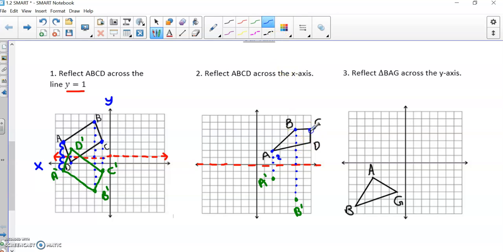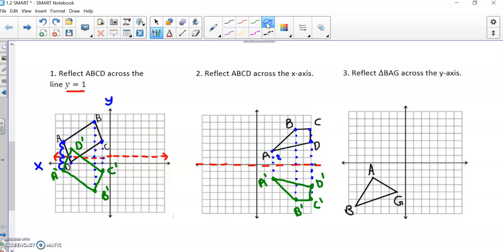Okay, point C, we'll go 1, 2, 3, 4, 5. Now we'll go the other way. 1, 2, 3, 4, 5. This is our new point C. All right, last one. D goes 1, 2, 3. So we go 1, 2, 3. Right over there. And now I can draw my final figure. That's kind of ugly.